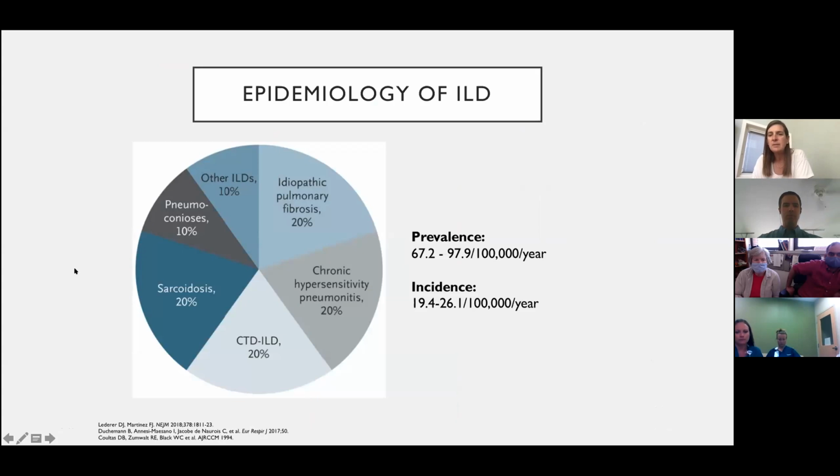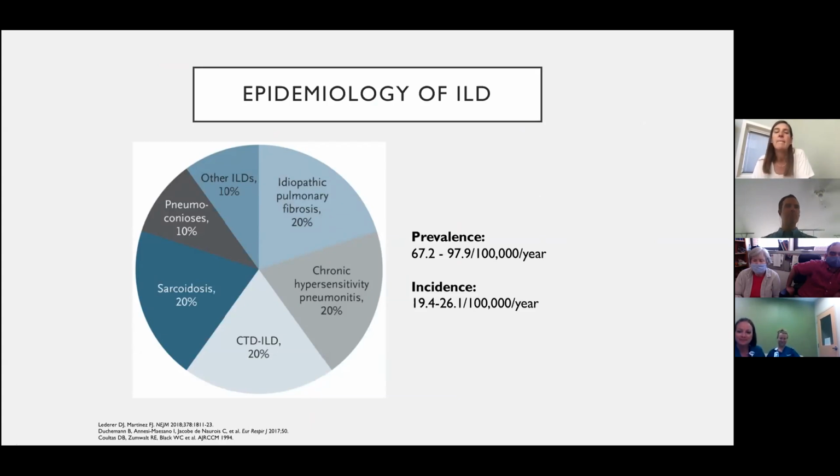If you think about the epidemiology, it's probably more common than we give it credit for. It's maybe one of the less common pulmonary phenomena that we deal with, but it shows up relatively frequently in our pulmonary practices, with a prevalence of somewhere between 67 to almost 100 per 100,000, and an incidence of 19 to 26 per year. If we look at the breakup of all your interstitial lung diseases, you'll see that 20% of them end up being IPF.